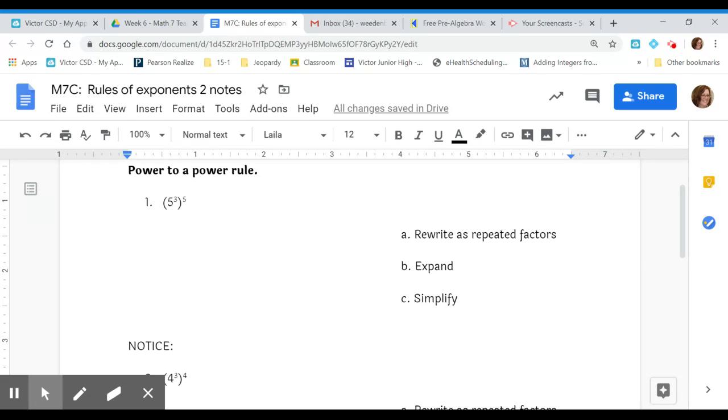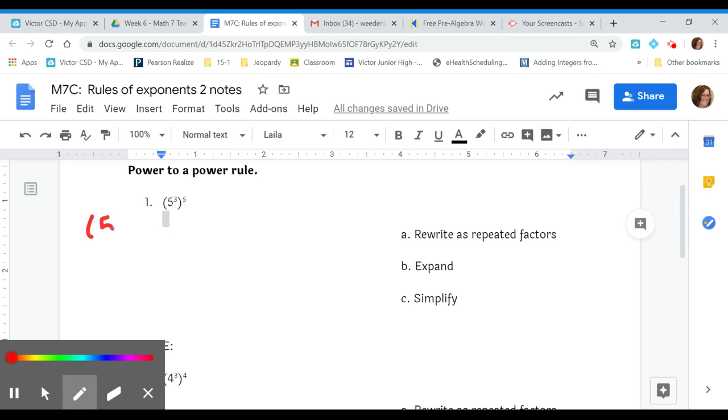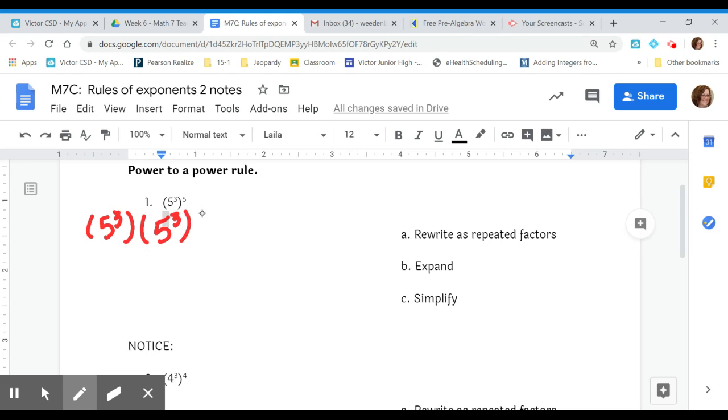The best way to understand this is to start with the steps we have over here to the right, which is to first rewrite it as repeated factors. So this means my set of parentheses needs to be written out 5 times. So 5 to the third, 5 to the third, and then each of these needs to be expanded. That would be step 2.